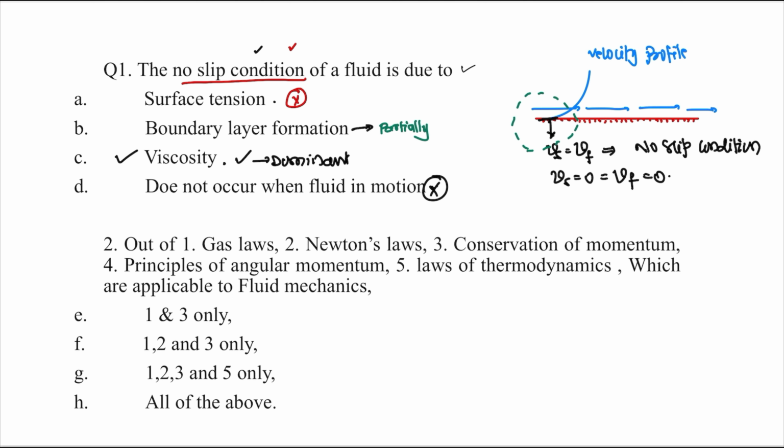Next question. Let us go to the next question, question number 2. Out of 5 laws given here, gas laws, perfect gas laws, you may know them: PV is equal to nRT. You are aware of them from your 10th, 11th and 12th class studies. Newton's laws, you are aware: first law, second law, third law.